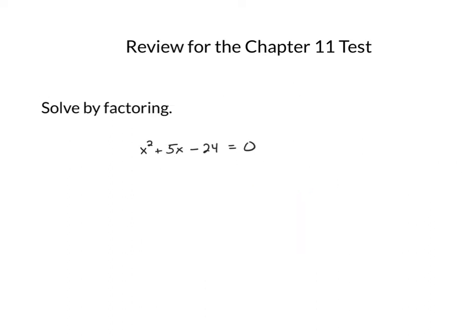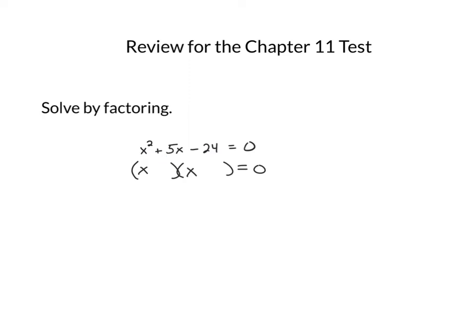This next one says to solve by factoring, which is going to use that zero product property again. So I first need to make sure that I've got everything on the left side and there's nothing here but a 0. So if you have a number over here, make sure you add or subtract to get it onto the left. I'm going to factor and I get x and x, and I need two numbers that multiply to give me negative 24 and add to give me a positive 5.